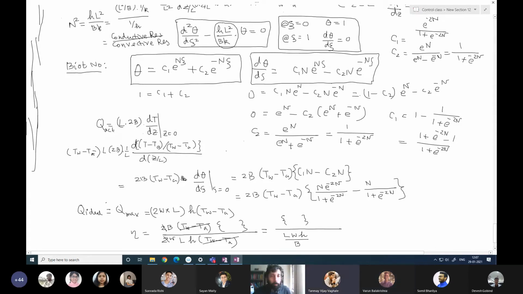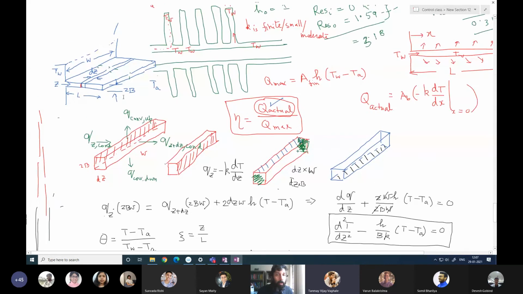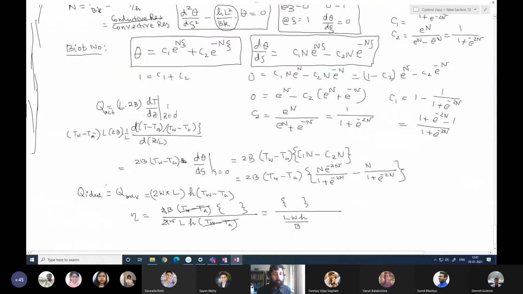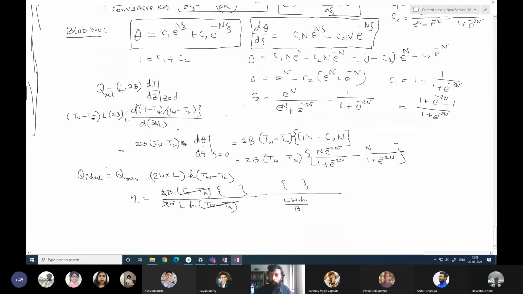Okay, so here in Q actual, the area should be 2B into W, right? Because that is the area perpendicular to the direction of heat flux. Yeah, 2B times W, exactly. That's what I'm wondering. So this will be, instead of AL, it will be 2B times W, all right? So L will not cancel. So here it will be W by L. So 2B W by L.